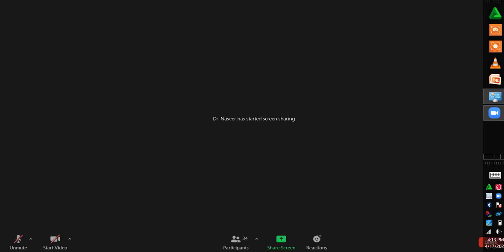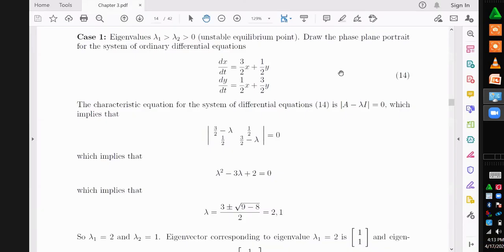Well, consider the first case. This is eigenvalues lambda 1 and lambda 2 are distinct and positive. That is, lambda 1 is greater than lambda 2 is greater than 0. Draw first the phase portrait for the system of differential equations. This is dx by dt is 3 by 2 x plus 1 by 2 y. Also dy by dt is 1 by 2 x plus 3 by 2 y.